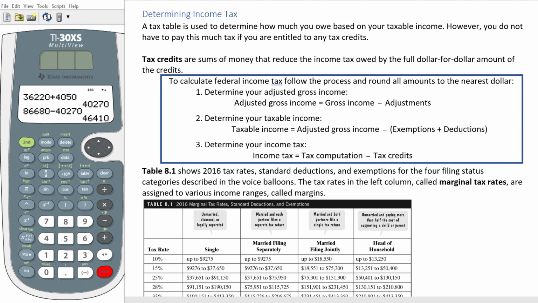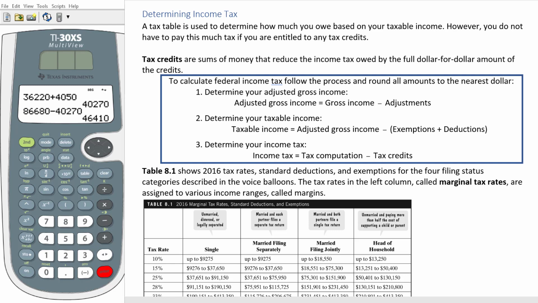So the steps to calculate federal income tax: follow the process and round all amounts to the nearest dollar. Number 1, determine your adjusted gross income. We did this on the previous page. Adjusted gross income equals gross income minus adjustments. Step 2, determine your taxable income, which equals adjusted gross income minus any exemptions and deductions. Again, we did that on the previous page.